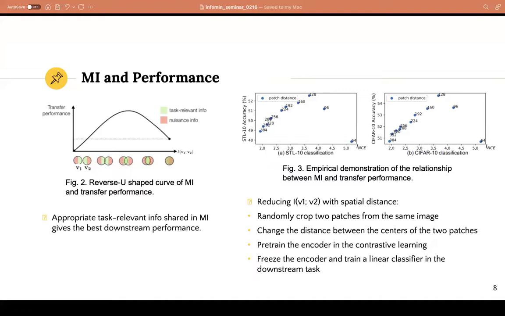And we can see here, when the patch distance equals 128, it will give you the best accuracy on the downstream task. And if you change the patch distance, it will give you a reverse U-shaped curve. The x-axis is the InfoNCE. And we can see here it verifies the left-hand side of the figure.